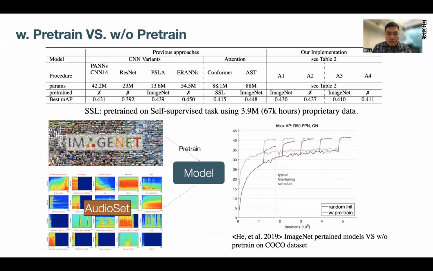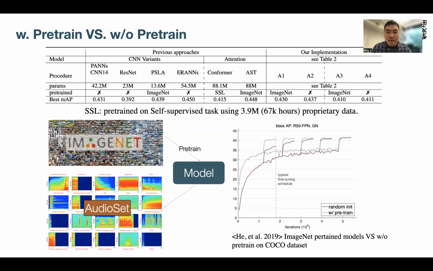So let's first delve into pre-training. The intuition of pre-training was clearly elaborated in a paper in 2019 written by the inventor of ResNet, where he compared a model pre-trained on ImageNet and then tested it on the COCO dataset. What he found out is that we do not always need to pre-train: the randomly initialized model could eventually catch up to the pre-trained model in performance with proper fine-tuning. This is consistent with our finding as well, as we can see in our table. The models without pre-training eventually catch up to the model pre-trained on ImageNet.